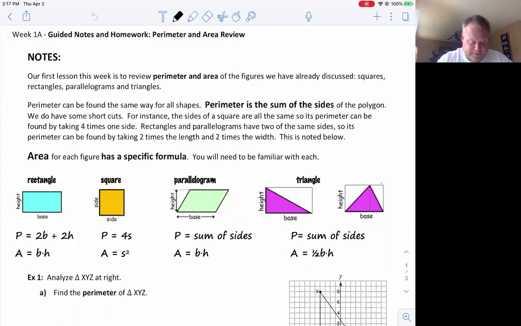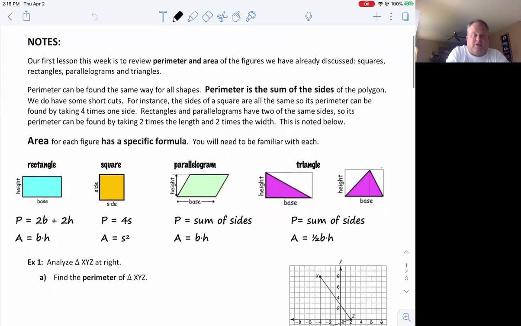So anyway, we're going back and doing a little bit of the perimeter and area review. You finished up this unit this week, so this will be the last that we do perimeter and area. Then next week we'll move into circles. So, okay, you can read this at the front.